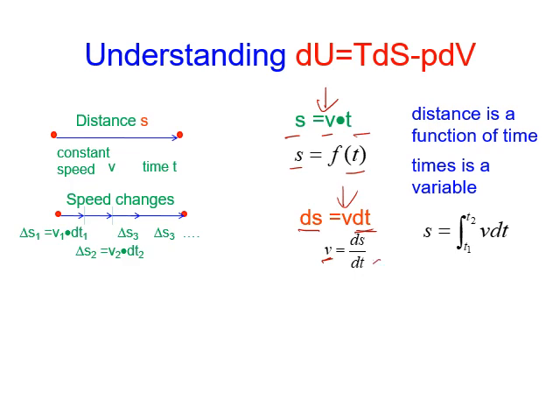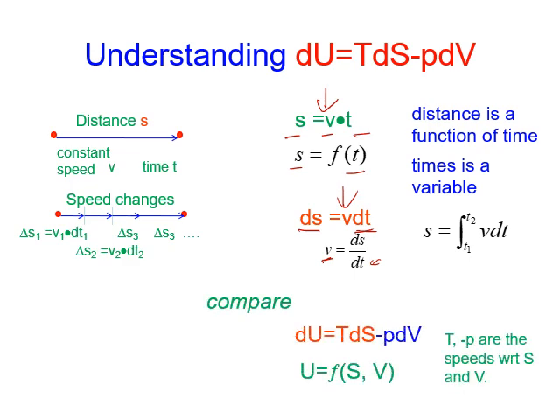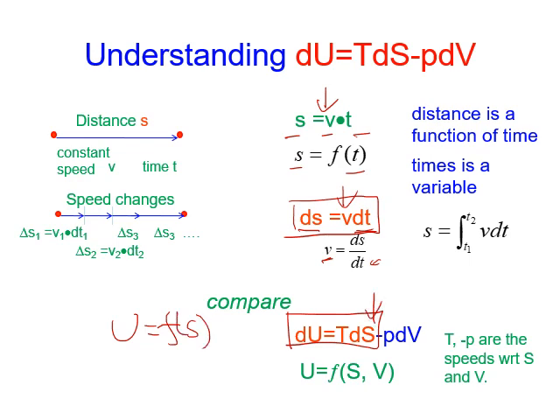The speed tells you how fast the distance changes with time. It's meters per second. Now let's come back to the equation we just derived. If we only look at the first term, dU equals TdS, compare with ds equals vdt, and you can see here the internal energy is a function of entropy. Just like here, distance is a function of time. It changes with time. Here, internal energy changes with entropy.